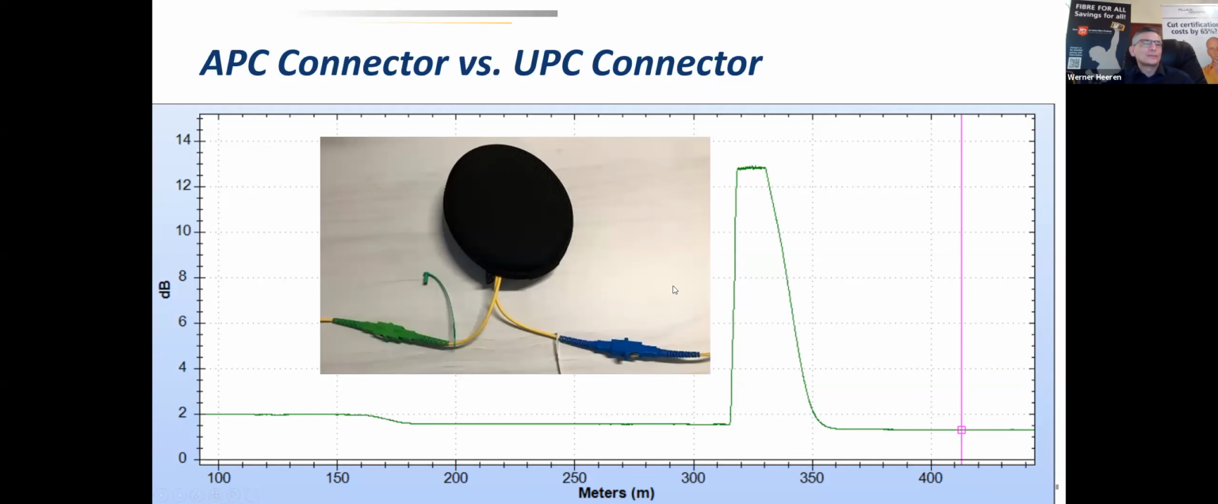So here you see this is a trace from a test cord around 150 meters long. So here is the APC connector, and here is the UPC connector about 150 meters, 160 meters further. That is then the UPC connector. Small details, but it becomes important when troubleshooting, when testing, that you will see different things on an OTDR trace when using a UPC or APC connector.